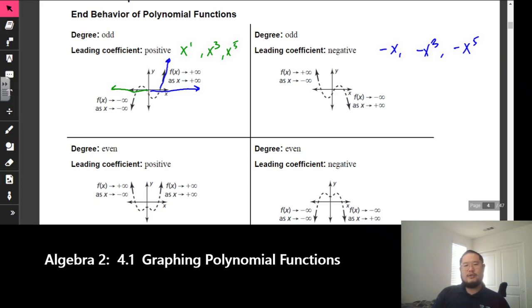As the function goes towards positive infinity, it's going to go up when my values of x go towards negative infinity this way. As the function goes towards negative infinity, because it's going downwards, when all my values of x go towards infinity this way. So that right there is your odd degrees in a nutshell.